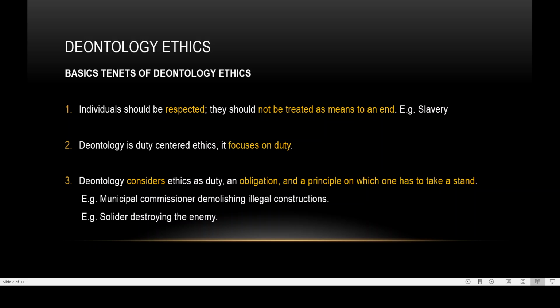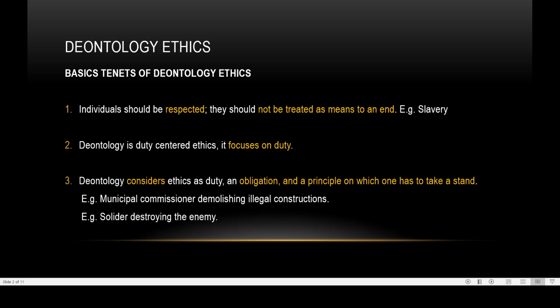Deontology also considers ethics as a principle that one has to take a stand, or as an obligation. So what is duty? Tomorrow you become a municipal commissioner. If there are any illegal constructions on the road or any buildings occupying the road, public property, then you have to demolish those constructions. That is doing your duty, that is deontology.